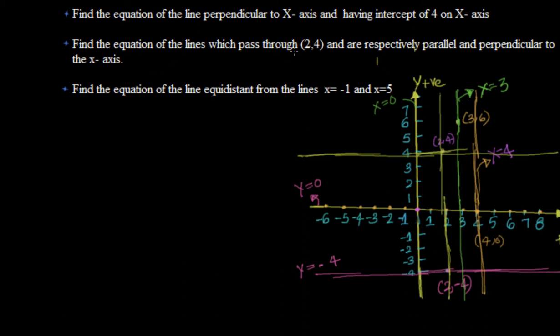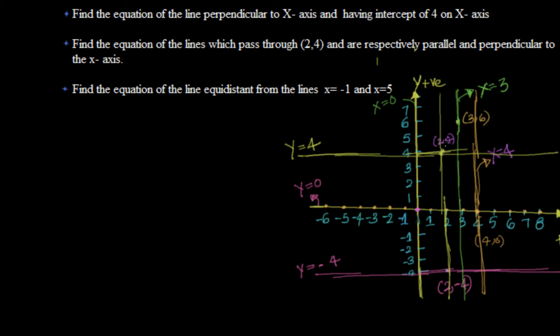So the equation of the line which passes through (2, 4) and has to be parallel to the x-axis is y equal to k. Here the distance between the x-axis and the line parallel to it is nothing but k equal to 4. So you can say y equal to 4, because it has to pass through (2, 4).